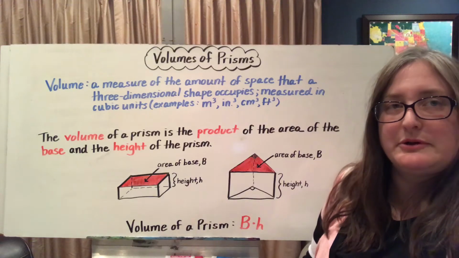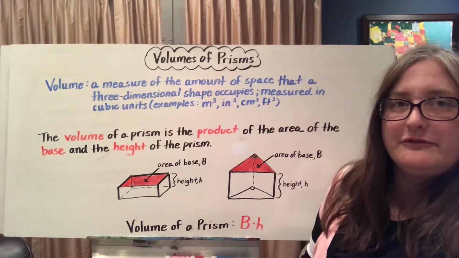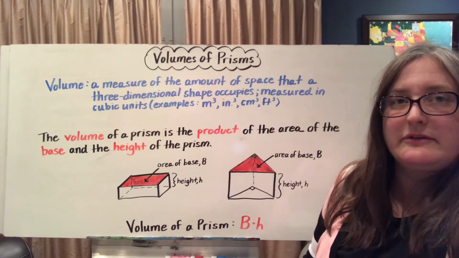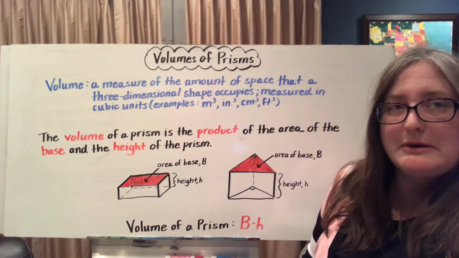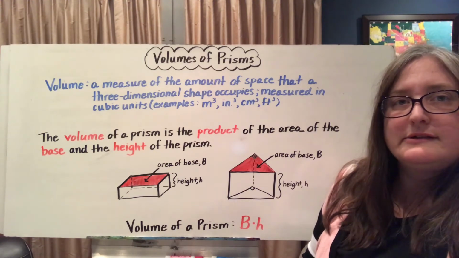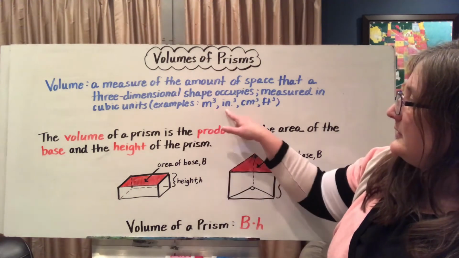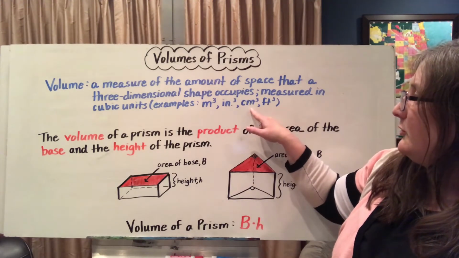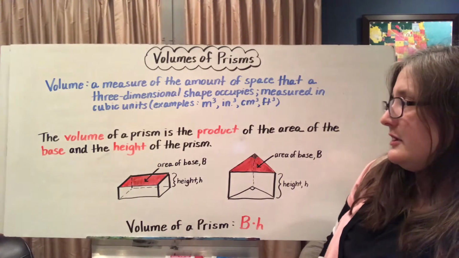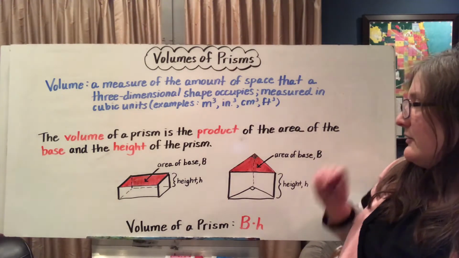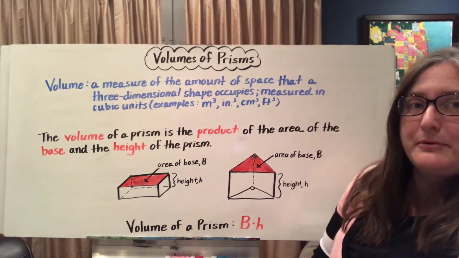This is volumes of prisms. When you're finding the volume of a three-dimensional object, you're finding a measure of the amount of space that that three-dimensional object occupies. Volume is measured in cubic units, such as meters cubed, inches cubed, centimeters cubed, feet cubed, just to give you a few examples. The volume of a prism is the product of the area of the base and the height of the prism.